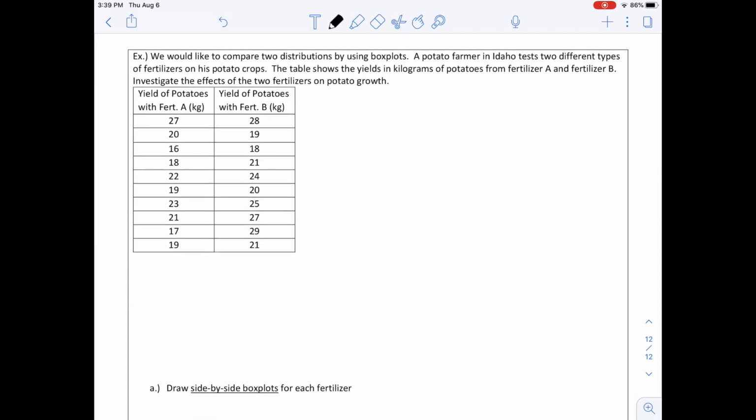The next example is one that we are going to work out together in class. So we're just going to go ahead and circle that, and that deals with side-by-side box plots.